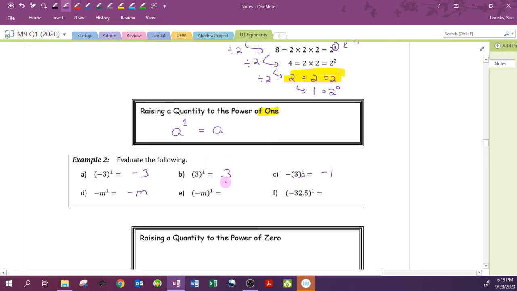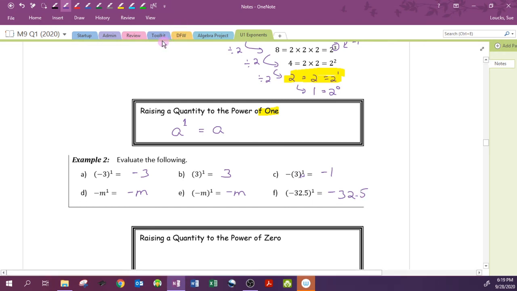Okay, for E, it's negative m in brackets to the power of 1. So what's in the bracket stays the same. It's negative m. Okay, that's the answer. And this one is anything to the power of 1 is the anything. So this one is negative 32.5.